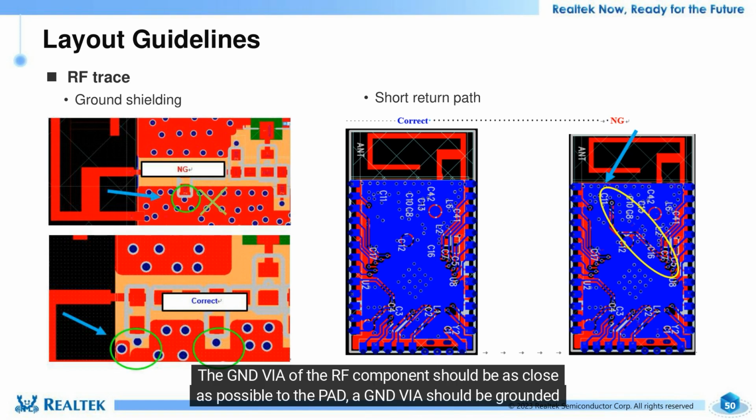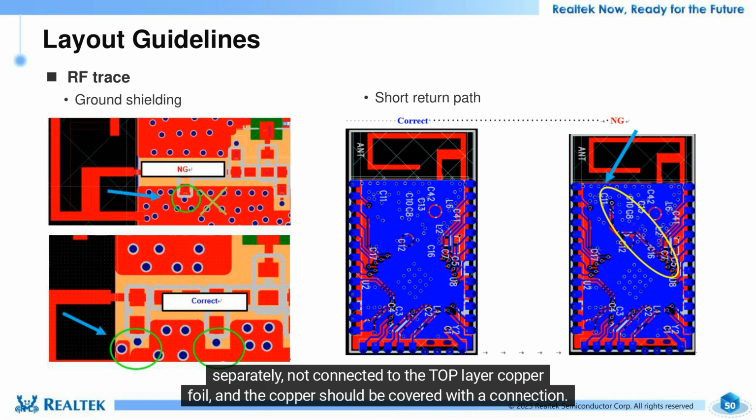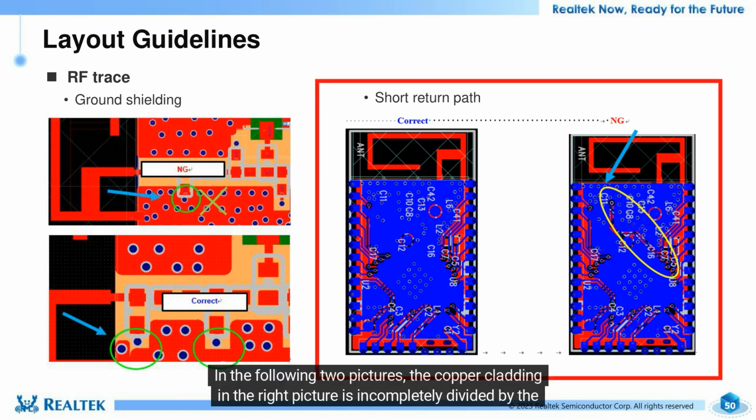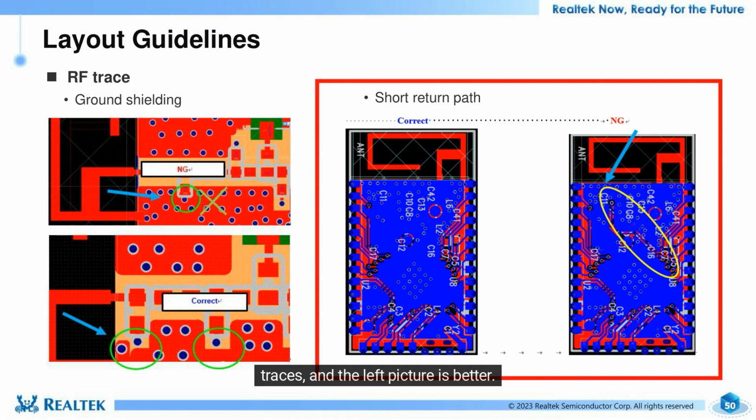A GND via should be grounded separately, not connected to the top layer copper foil, and the copper should be covered with a connection. In the following two pictures, the copper cladding in the right picture is incompletely divided by the traces, and the left picture is better.